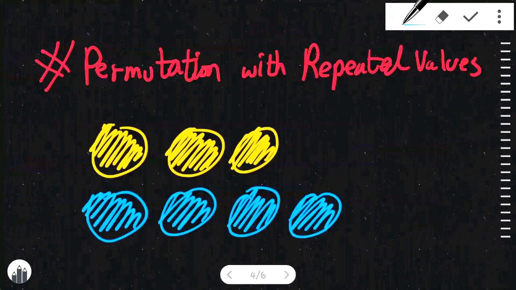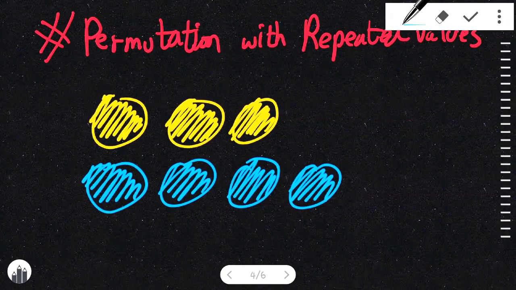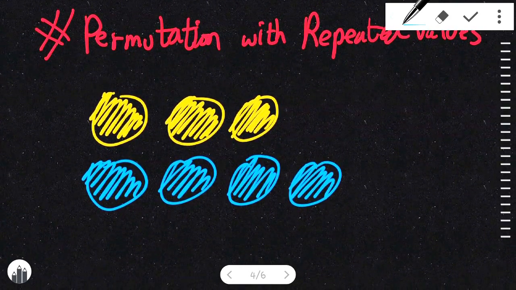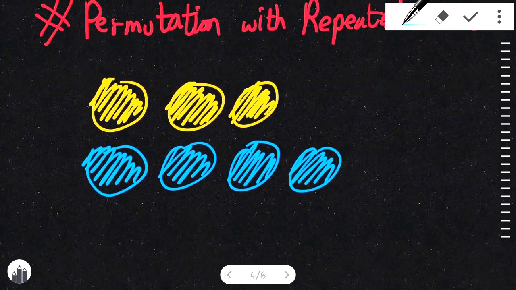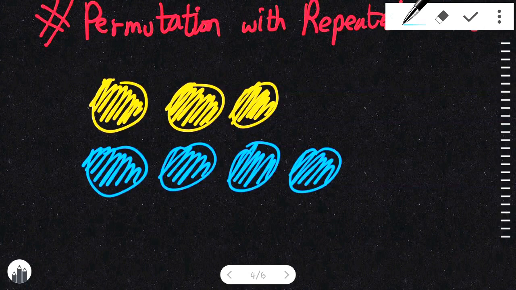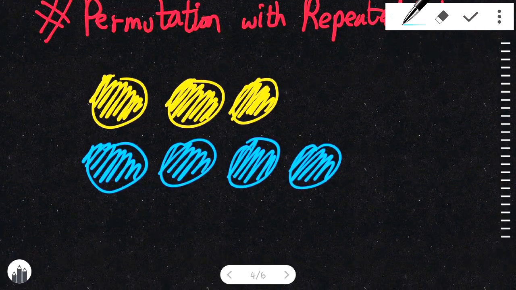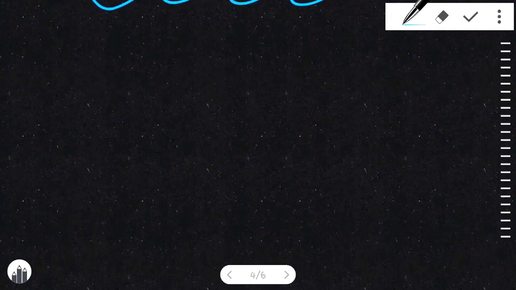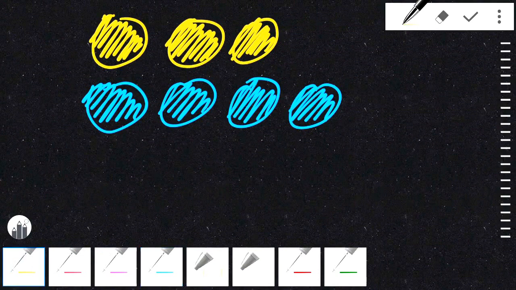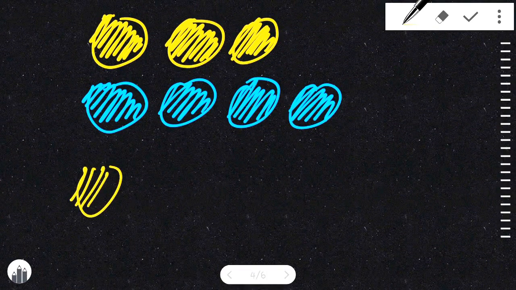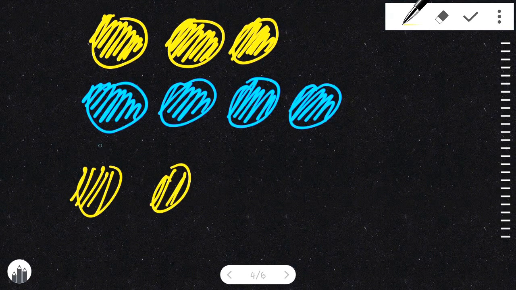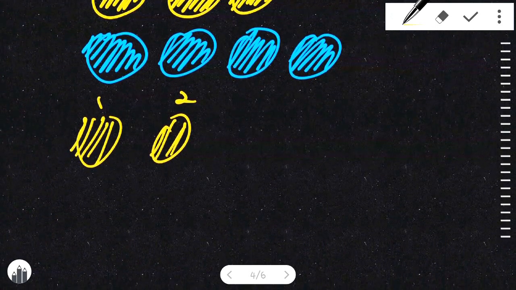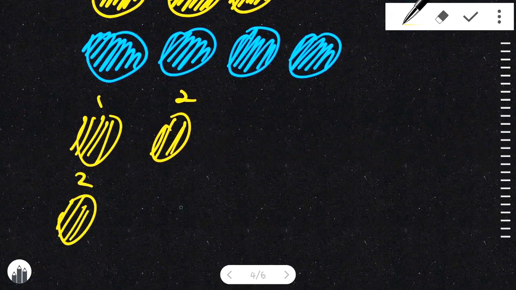Now let's move on to permutation with repeated values. Gosh, the names are so similar. Let's say we have 3 yellow balls and 4 blue balls. What is the number of possible events aligning the balls? Counting one by one would be confusing because the first yellow ball being in the front and the second yellow ball being in the second, and the second yellow ball being in the front and the first yellow ball being in the second would be the same.